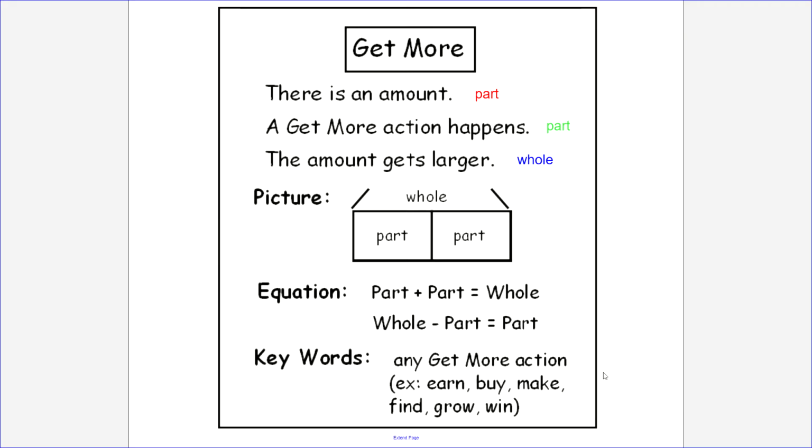The key words that help you know it's a Get More problem are the Get More actions. A Get More action is any action that causes the amount to increase. Some examples would be earn, buy, make, find, grow, win. There are many other Get More actions. These are just a few examples. All Get More problems have Get More actions.